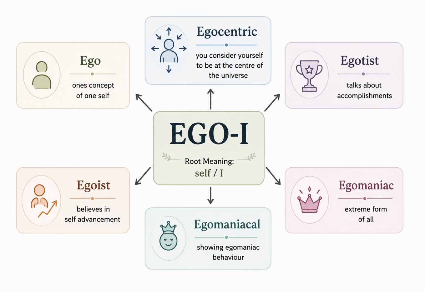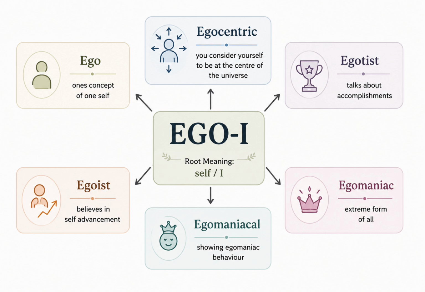Let's quickly wrap up everything we learned in this session. First, let's talk about ego. Simply means I or self. From ego, we get words like egoist, who talks about self advancement. Egotist is a person who talks about his or her achievements. Egocentric, it's an extreme and intensified form of egoist.